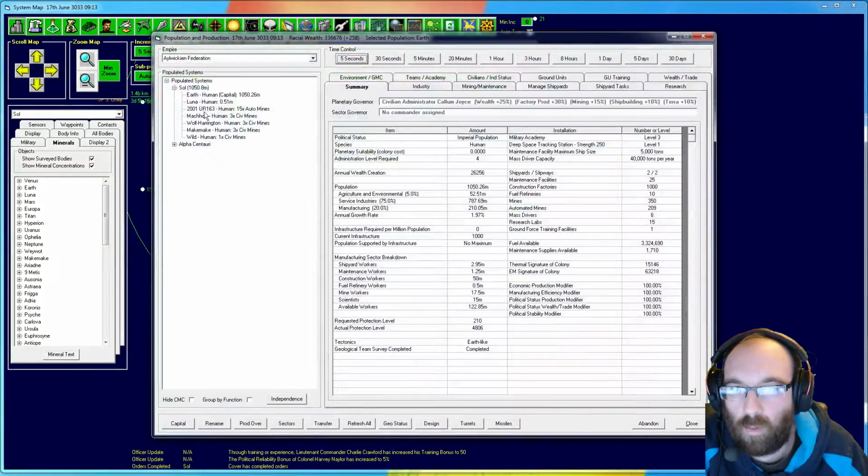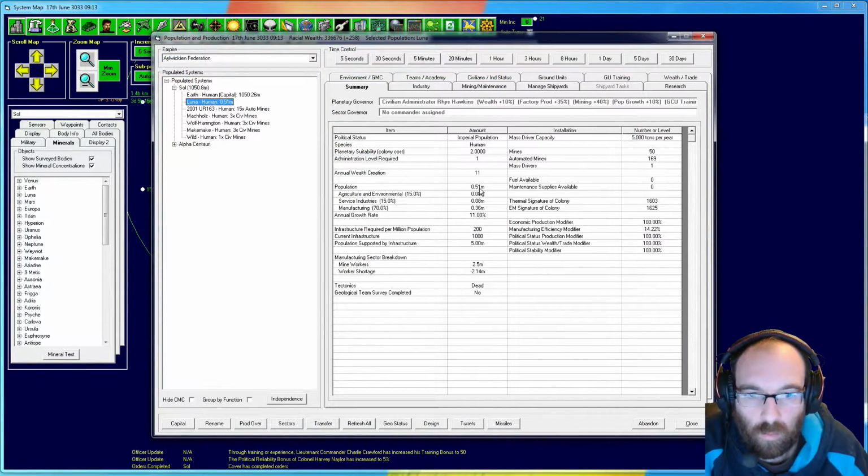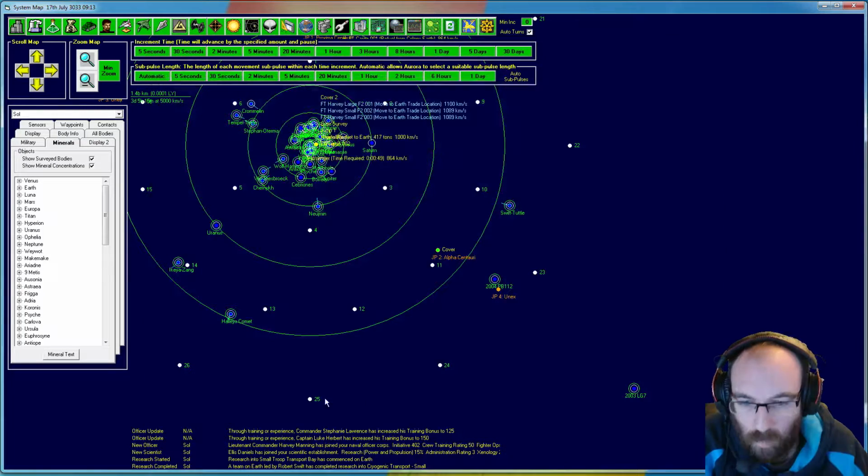Let's have a look at Luna. It's got more people and the worker shortage is lower. Much lower. Good. Research in small transport bay has commenced. Completed research into cryogenic transport small. Research power and production has been added. Okay.